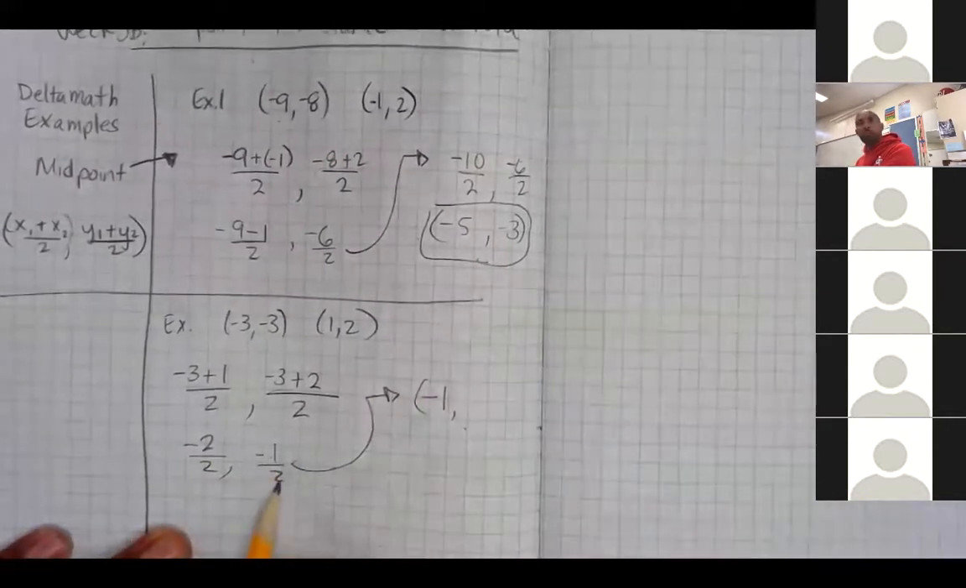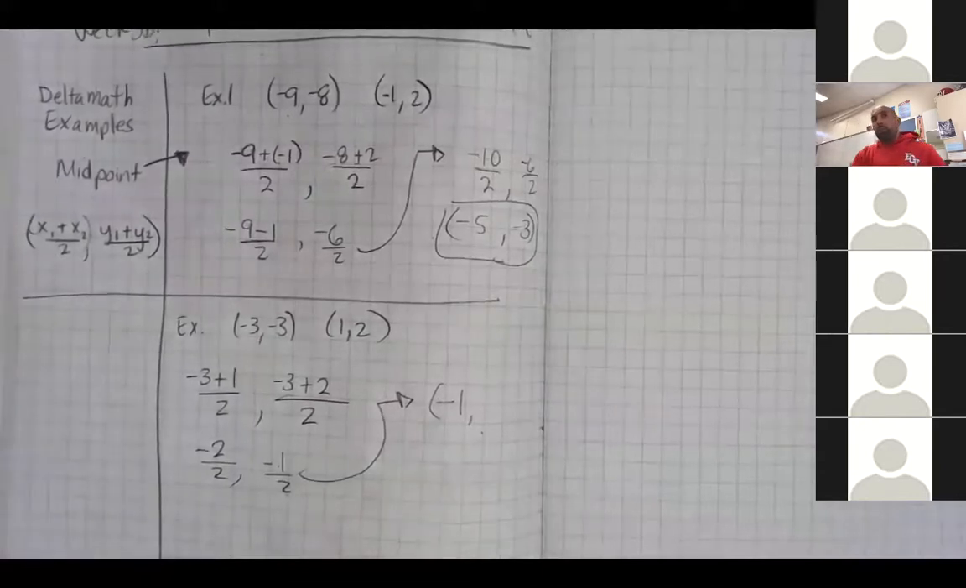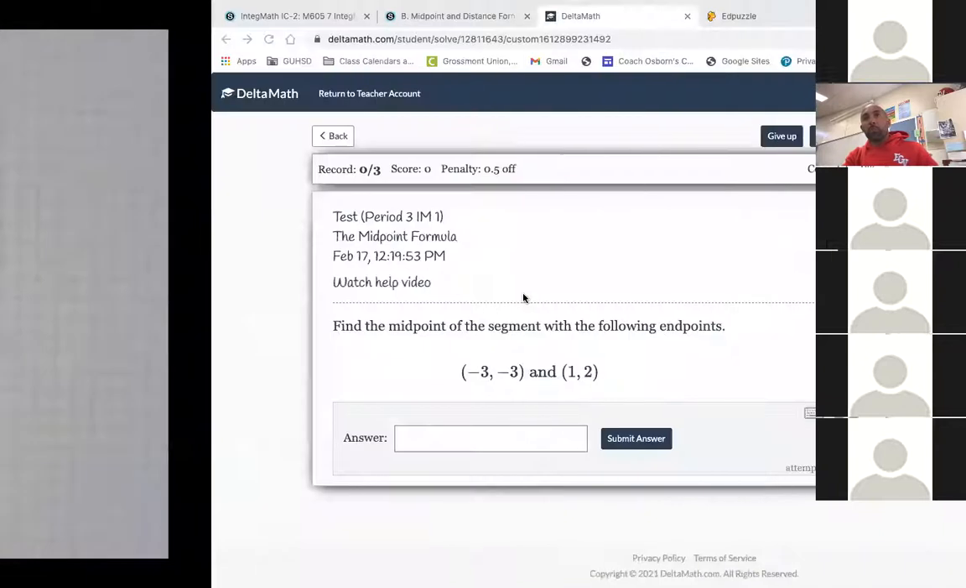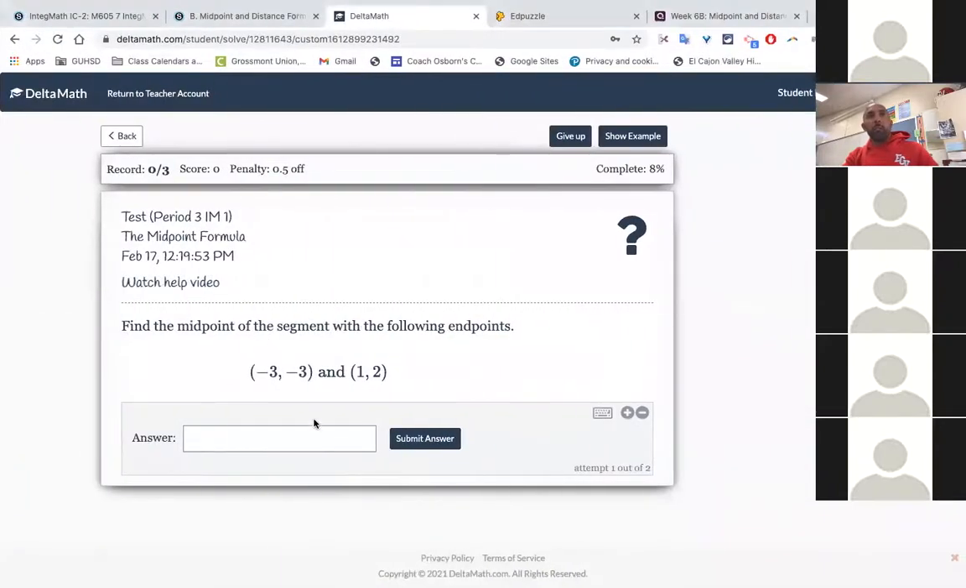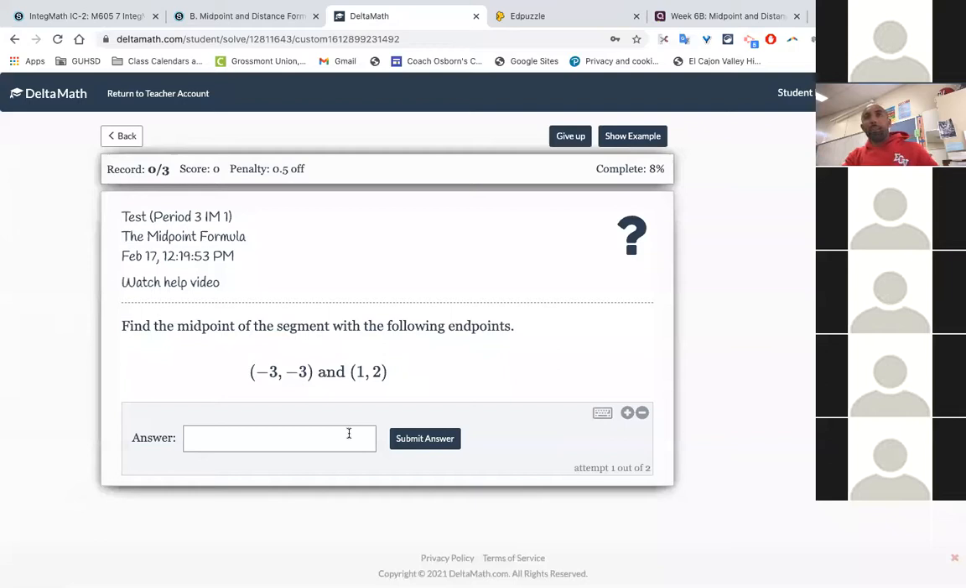Okay, but 1 divided by 2, I can't divide that. So the question is, what kind of answer does Deltamath want me to give it? Well, it doesn't really specify. So what I'm going to do is turn it into a decimal, okay? And I have a feeling it'll probably accept both fractions and decimals, okay?